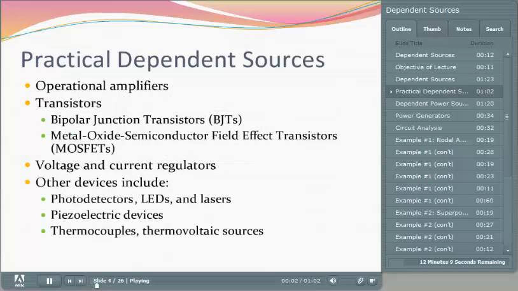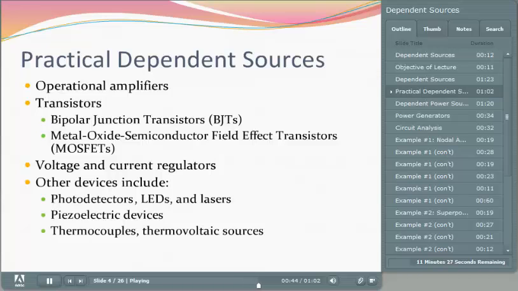There are a number of components, electrical and electronic parts, that we model as dependent voltage and current sources. One example that we will discuss in the next lecture is operational amplifiers. Others include transistors, bipolar junction transistors or BJTs, and metal oxide semiconductor field effect transistors or MOSFETs. MOSFETs are the dominant transistor these days used in integrated circuits, where integrated circuits means that we have anywhere from 10 to a couple of million transistors on a single piece of silicon.